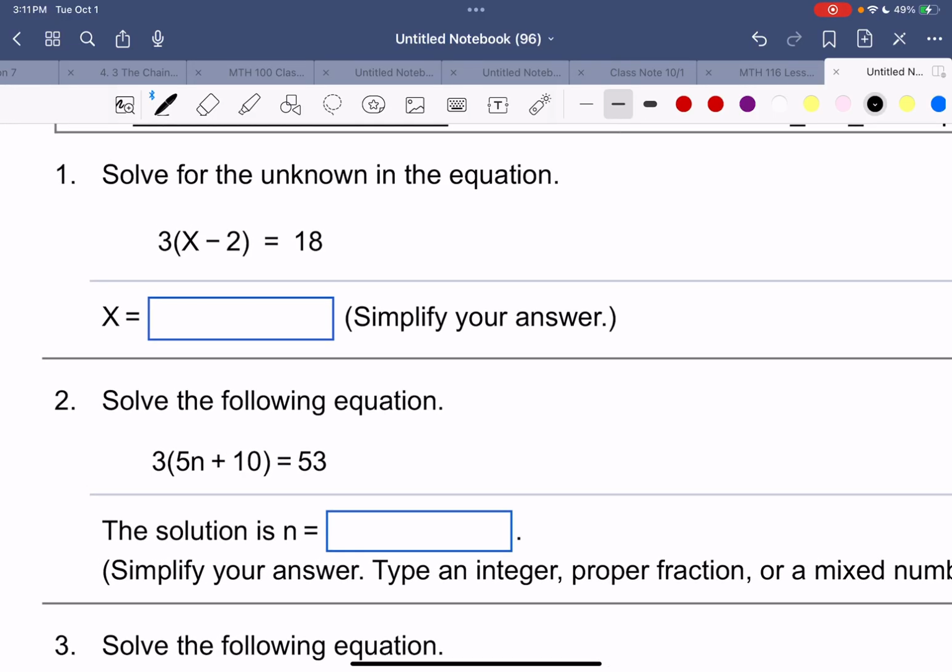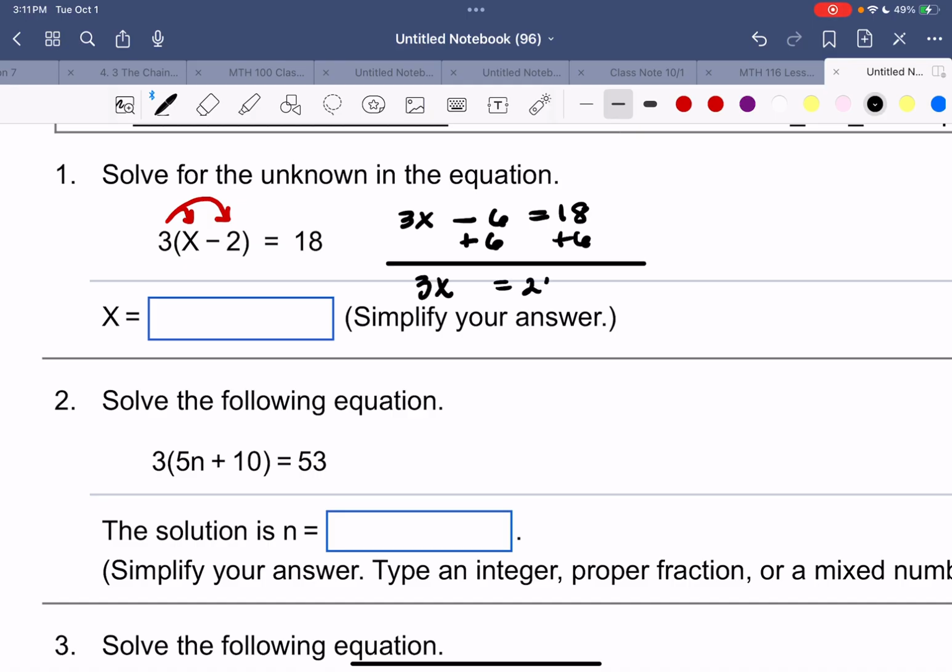Example 1, solve for the unknown in the equation 3(x - 2) = 18. We're going to have to multiply the 3 times the x and the 3 times the minus 2. That's going to give me 3x - 6 = 18. And now I'm back to a two-step equation. I'm going to add the 6 to both sides. Keep in mind that golden rule: got to do to one side as the other.